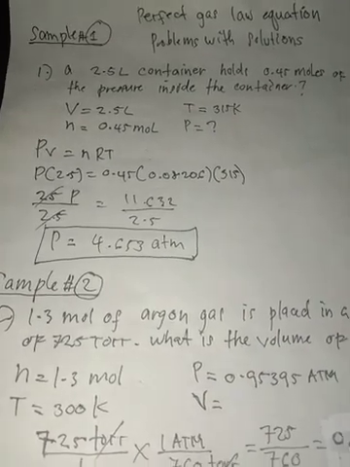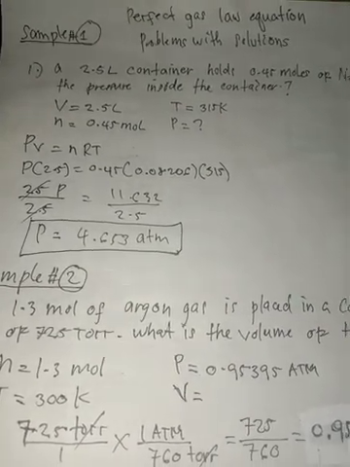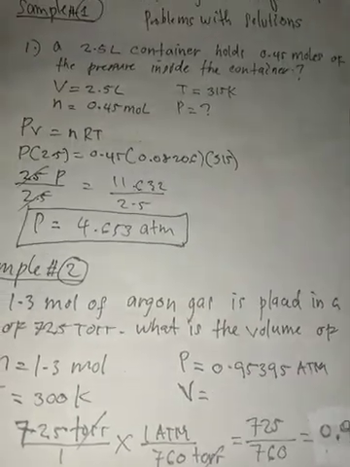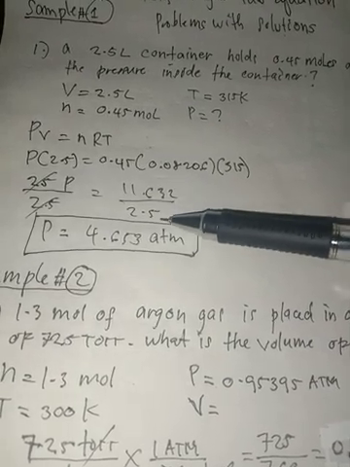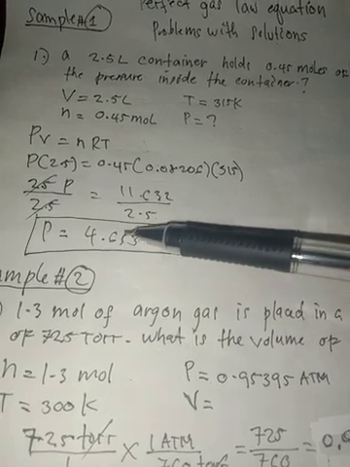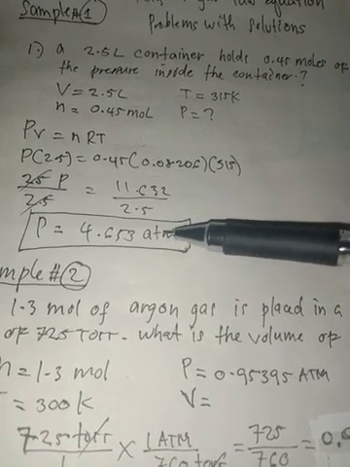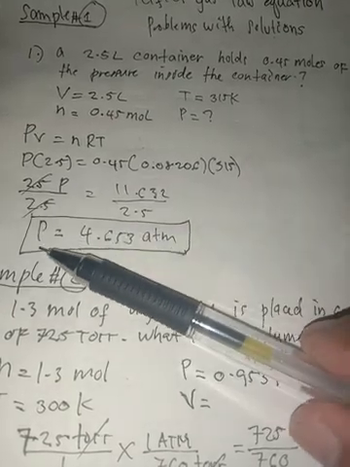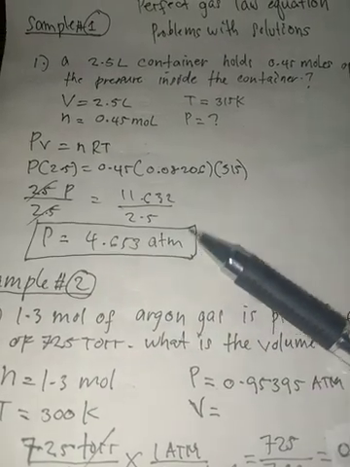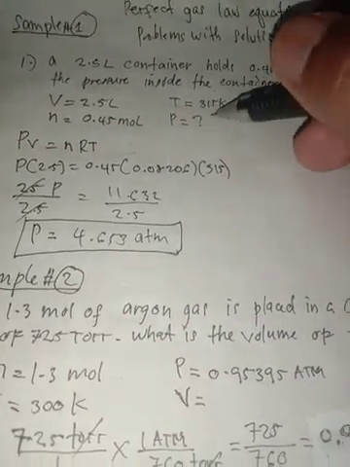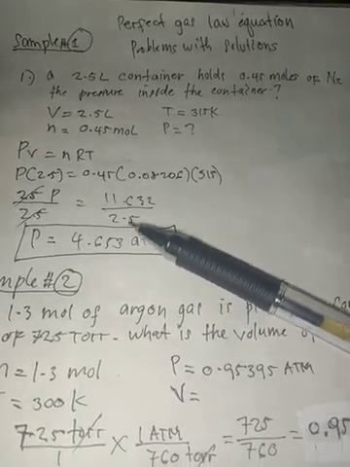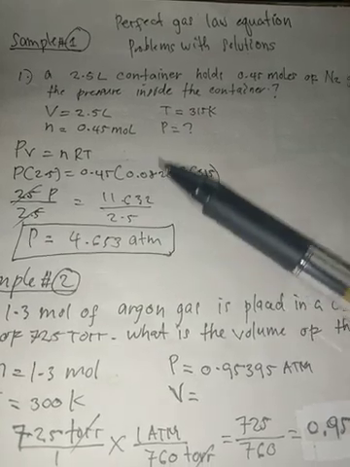11.632. That is the result. So we are going to divide this by 2.5. So the result is 4.653 atm. That is the value of our pressure. So this is the answer. Meaning to say, our unknown pressure is this value. So that is our problem number 1, sample number 1.